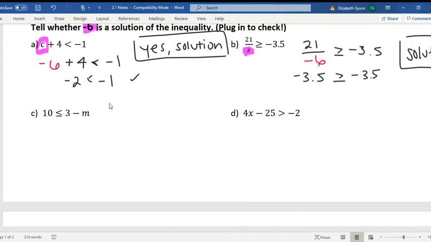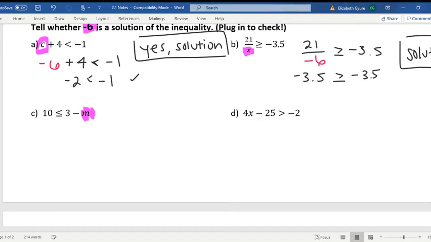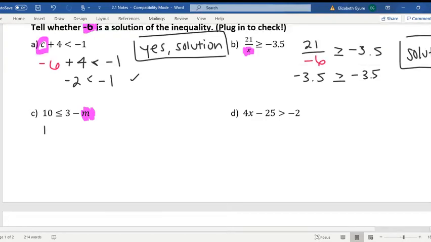All right, so for part C, we have 10 is less than or equal to 3 minus m. So in place of this m, we're going to put our given value -6. So we're going to plug this in. We have 10 is less than or equal to 3 minus. Now be careful. Aren't we plugging a -6 in here? So shouldn't we have two negative signs?